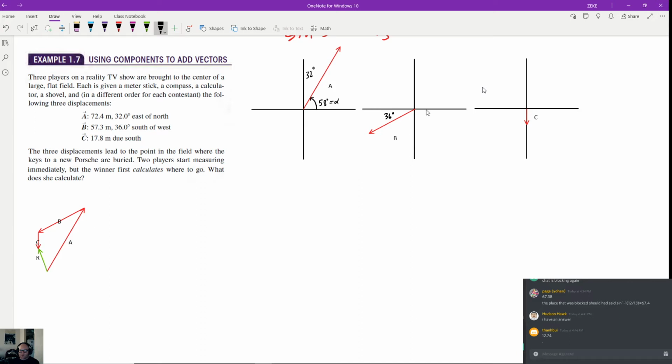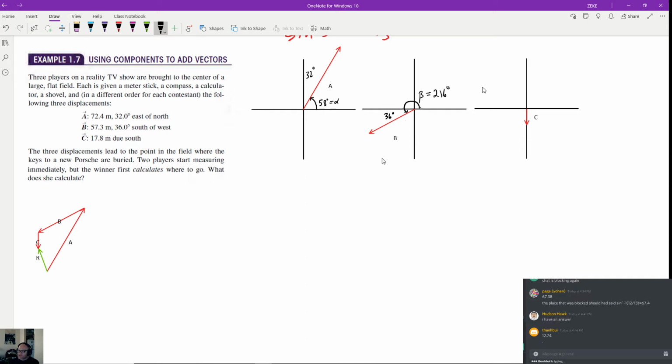I could do an angle from the positive x-axis coming back this way. It'd be 180 minus 36. Or I can do an angle by going all the way from here around to here. And that's the one we'll use, okay? We'll call that angle beta and say that it's equal to 180 plus 36, which would be about 216, I believe. Tell me if that's wrong.